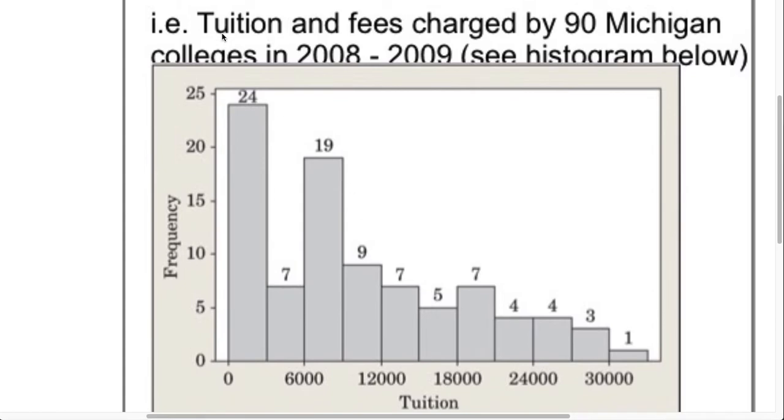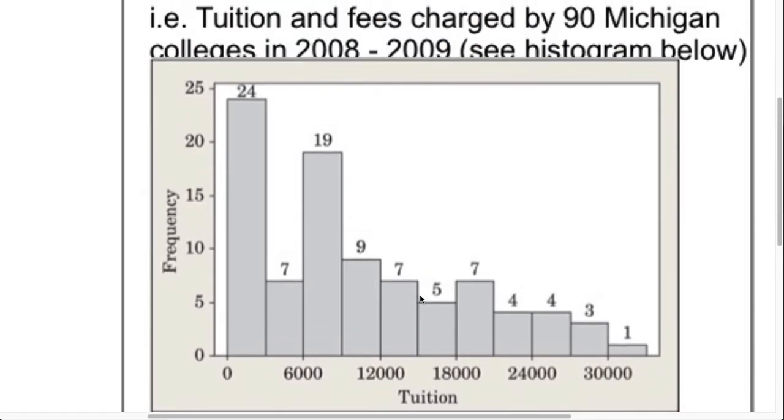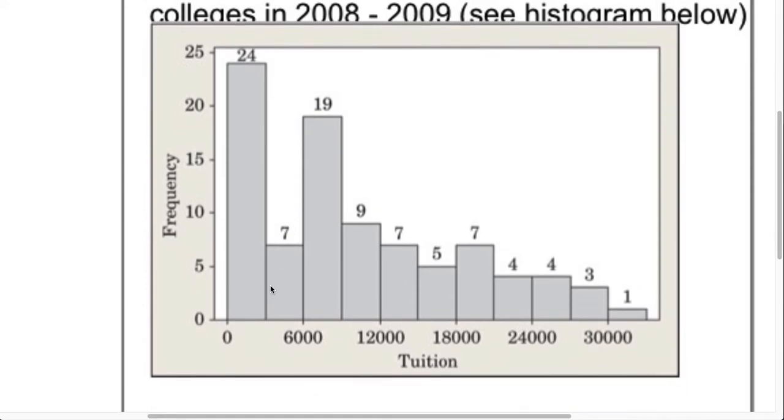Below we have a graph of tuition and fees charged by 90 Michigan colleges. So imagine making a bar graph with 90 different bars. Probably not very realistic, right? That's going to be a lot of work. So instead, we make a histogram. A histogram is like a bar chart, but the bars are touching.